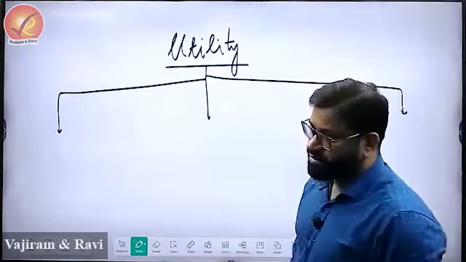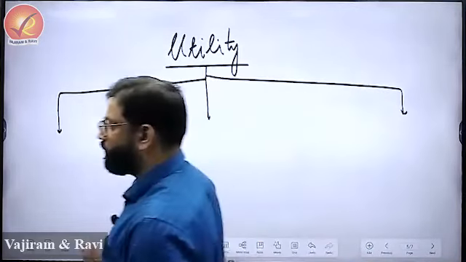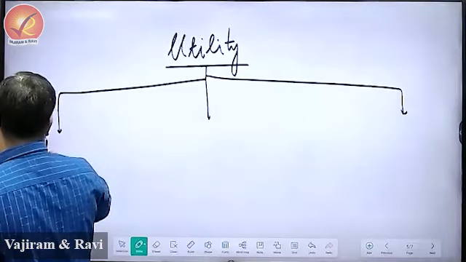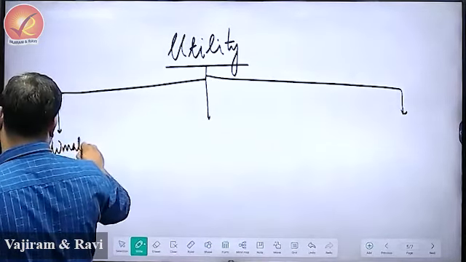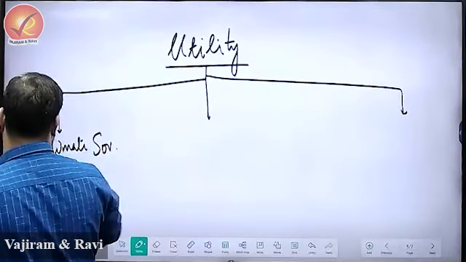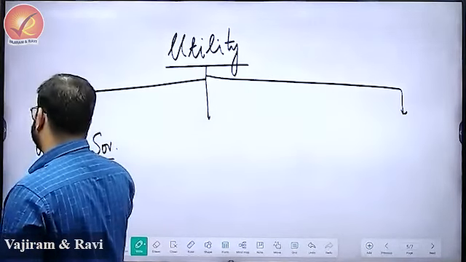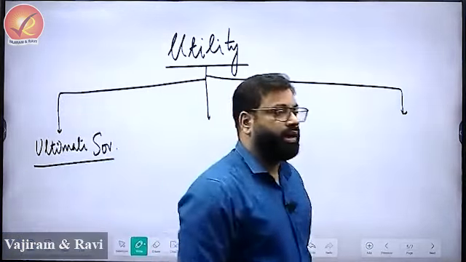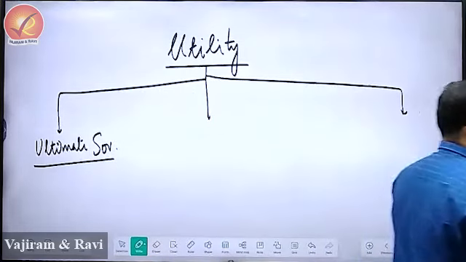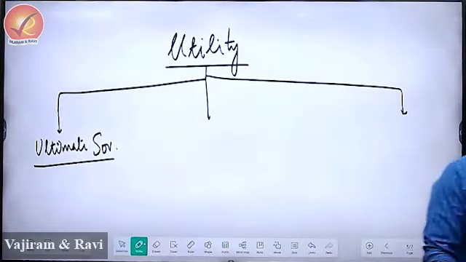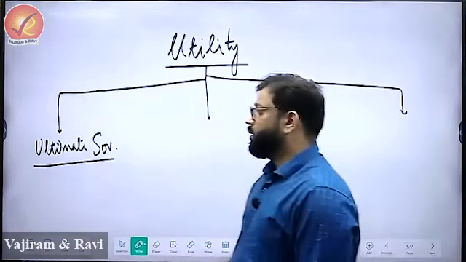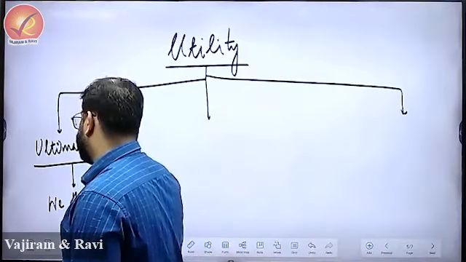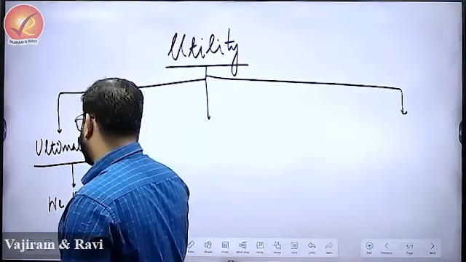There are majorly three utilities of the preamble. The first one is it declares the ultimate sovereign in India. So who is the most powerful? Ultimate sovereign in the country. And who is the ultimate sovereign in the country? It is we the people of India.